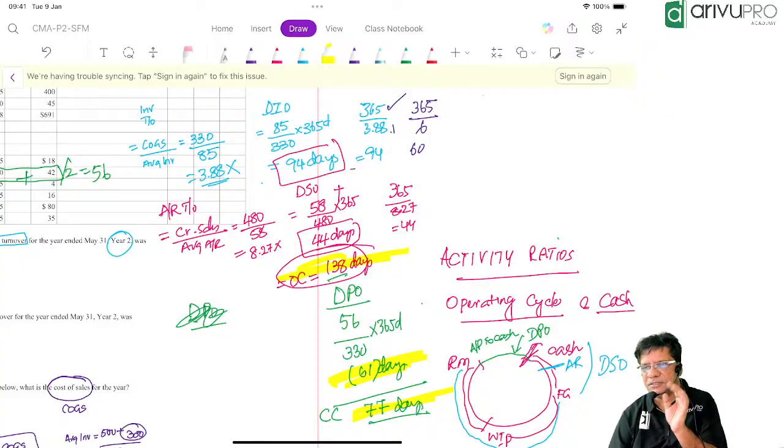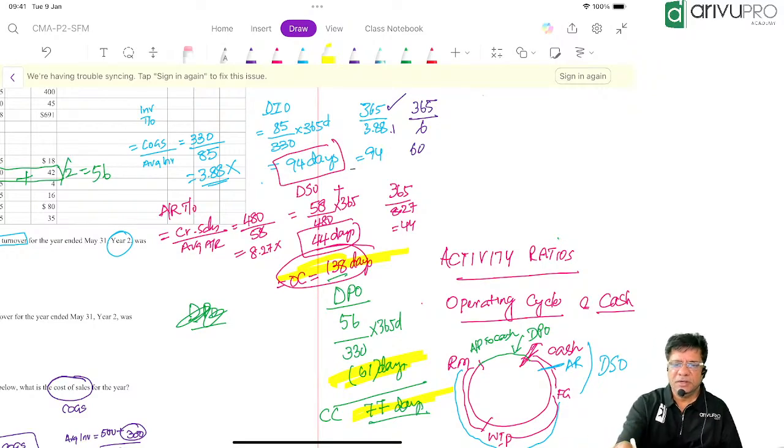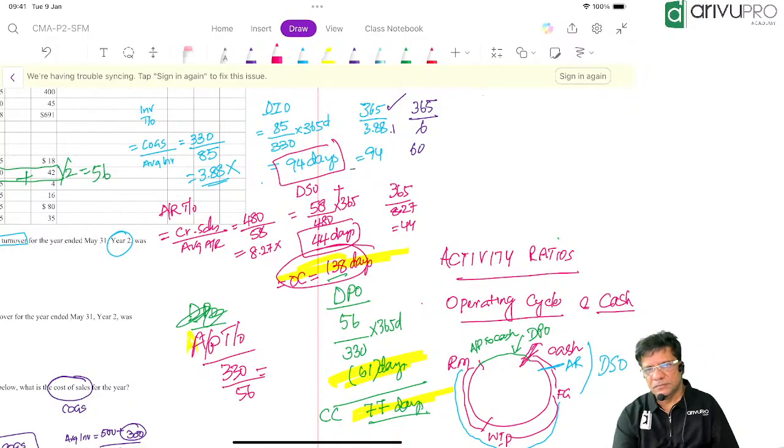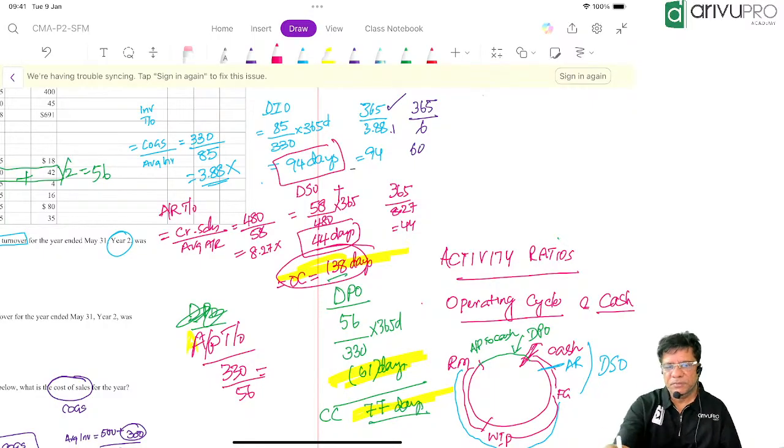138 days is the operating cycle. Like how we said operating cycle should be less, it's good if it's less, cash cycle also should be less. Cash cycle also should be less means your AP turnover should be low. Here AP turnover, how much? 330 divided by 56, how much? 5.8.